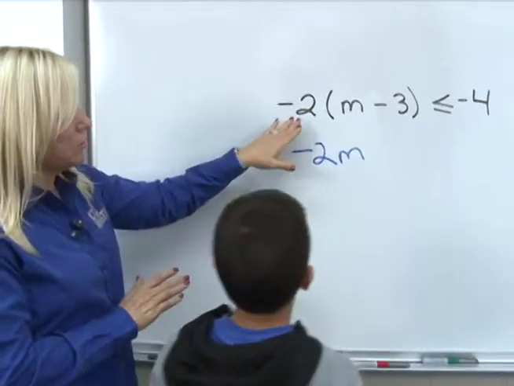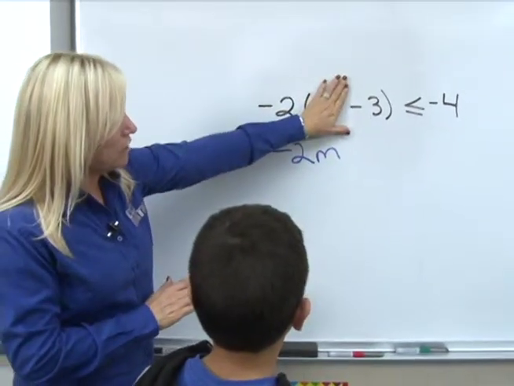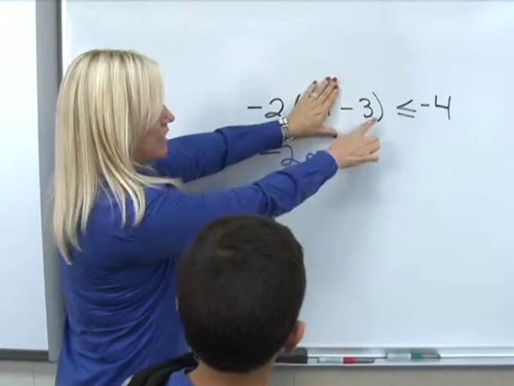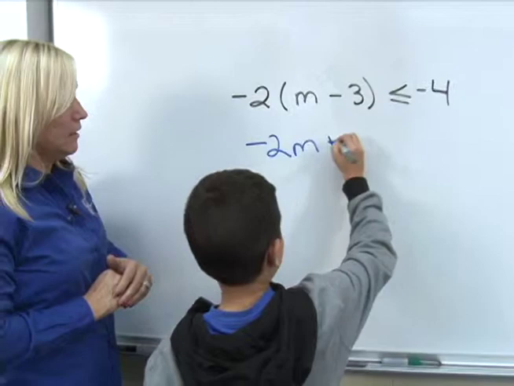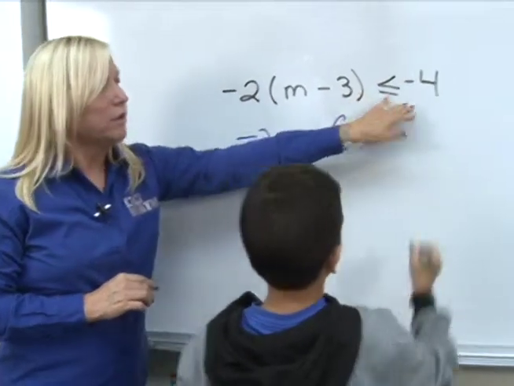Okay, and then we're also going to multiply -2, and we're going to ignore this m. We're going to do -2 times -3. So it's +6. Right, so you're going to put +6. Go ahead and bring down our inequality and -4.